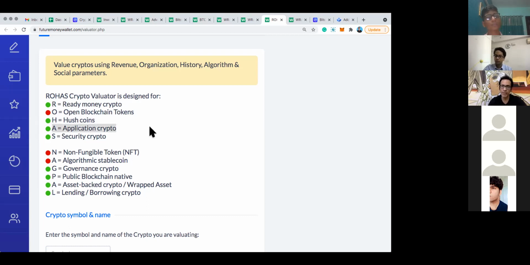Then we have application coins or application cryptos, which are specific for a particular use case. Like, I told you about Filecoin, Theta. They are made for one particular project. So a Theta and a T-Fuel is made only for video streaming. Filecoin made only for file storage. So we call those application cryptos.